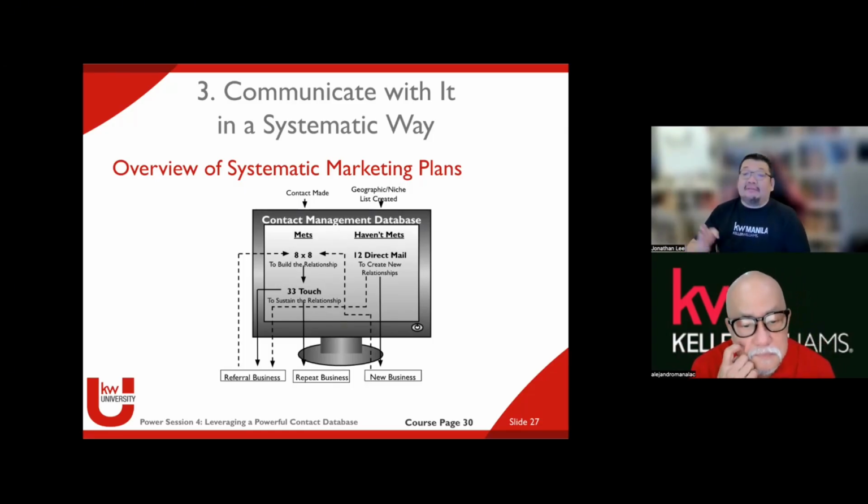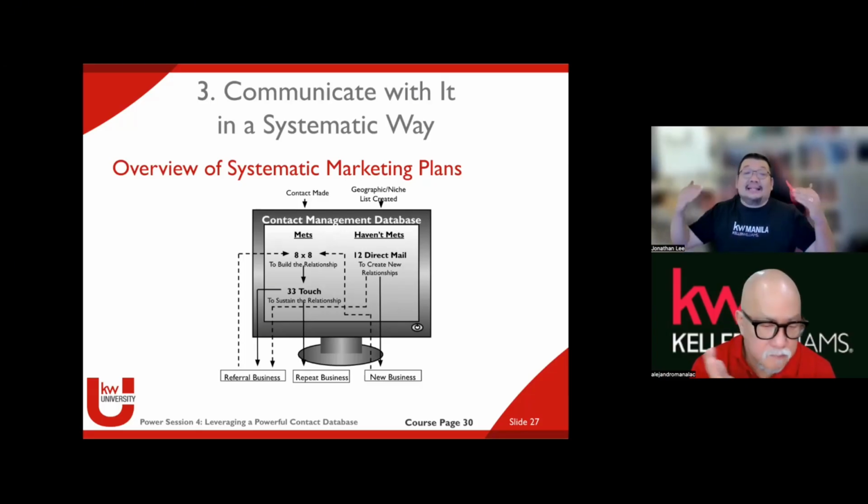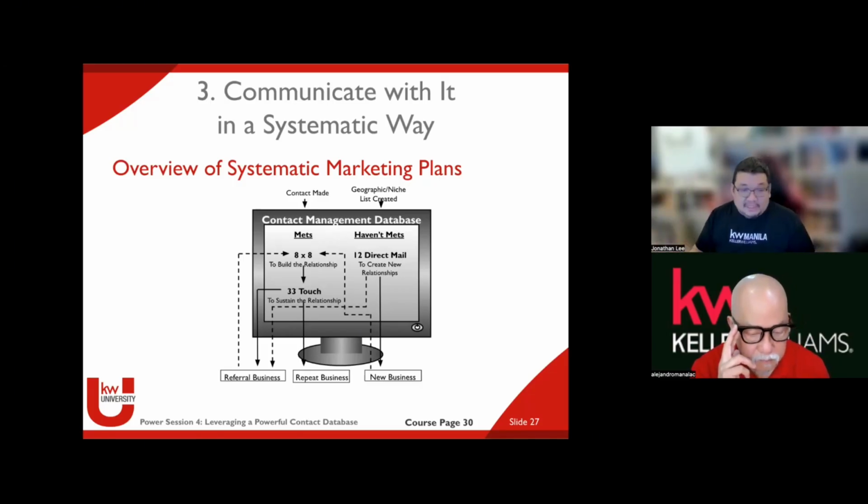So for Haven't Met, do a Thrive Direct email, meaning 1 email per month in the next 12 months. Keep on sending them a message or email, 12 direct. But 8x8 is you already met them, the next 8 weeks, send them 1 message per week or 1 email or 1 value proposition to them per week. 33 touches are people that you already met and have business with them already. Send them 33 touches so that they can always remember you for the longest period of time.